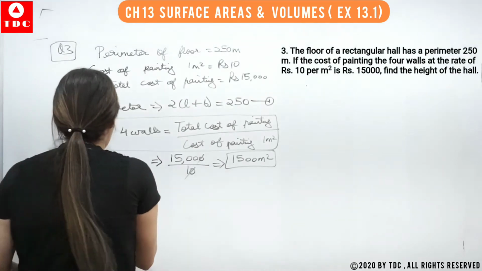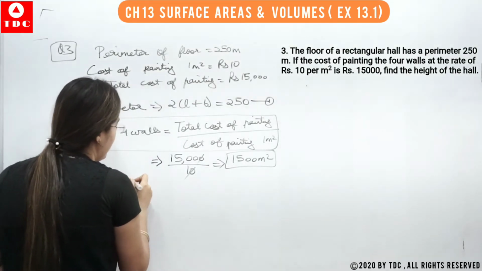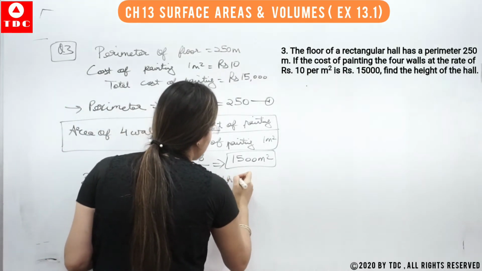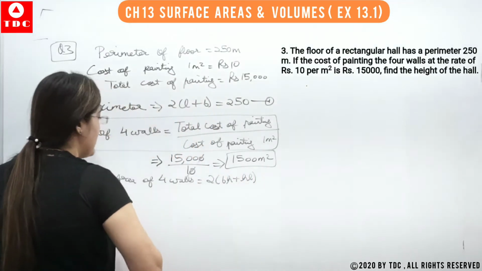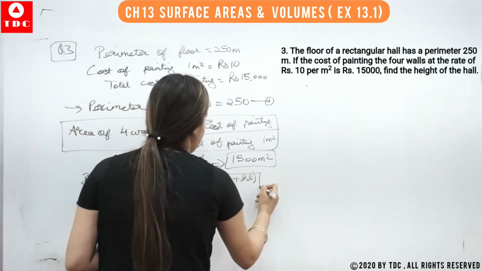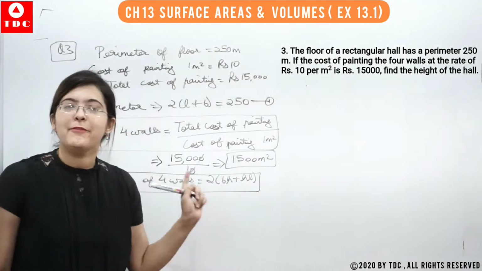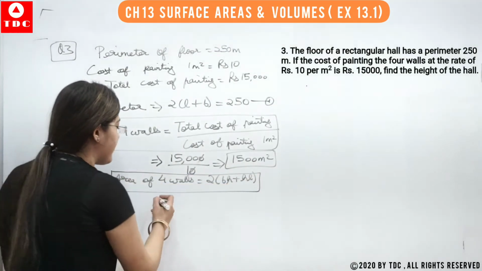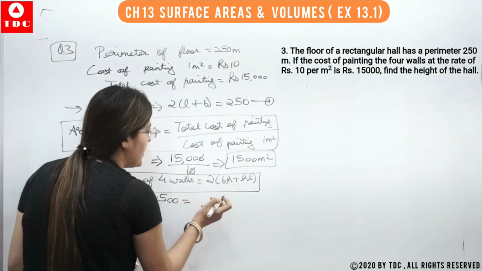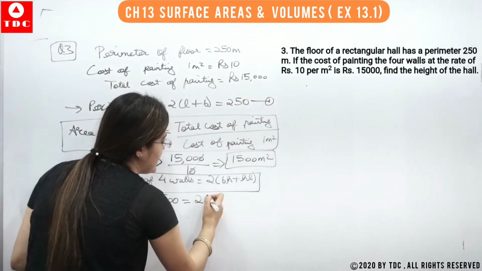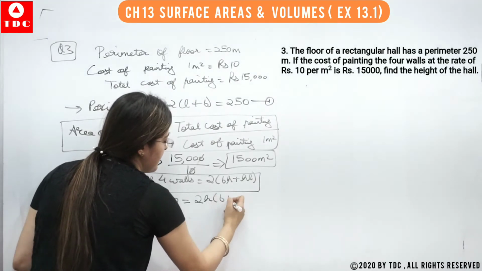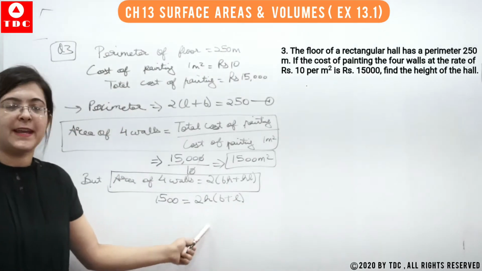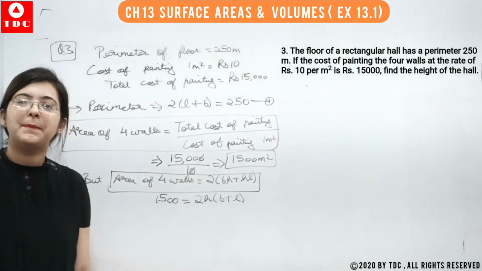But we know the formula: the area of 4 walls is equal to 2H(L plus B). This is the formula for the area of 4 walls. But we have just calculated it now, that is 1500. So let's keep it here. Now students, see, from here we can take H common. What we have done from this formula is taken H common. So it became 2H(B plus L).